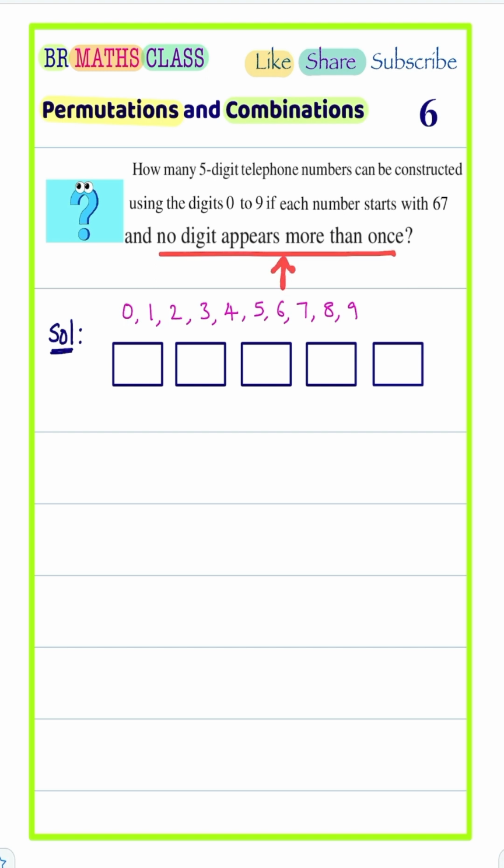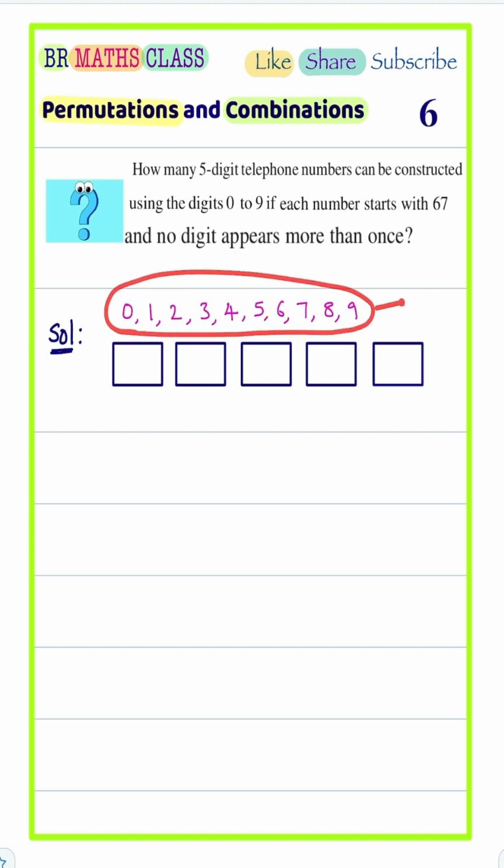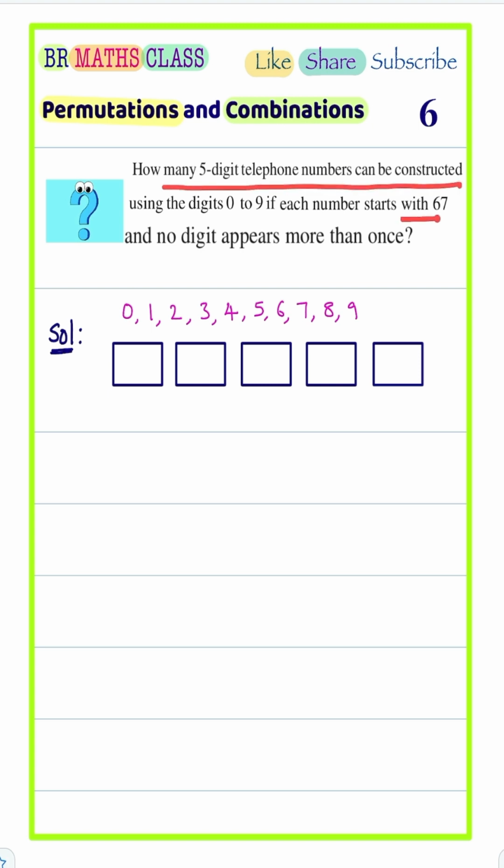No digit appears more than once means repetition is not allowed. 0 to 9, total 10 digits are there. Now the question is, how many 5-digit telephone numbers can be constructed which begin with 67?